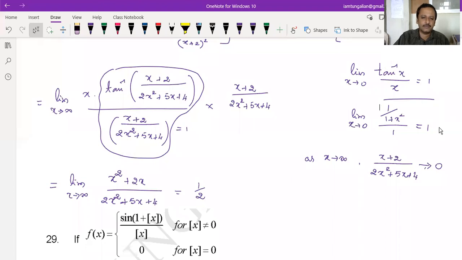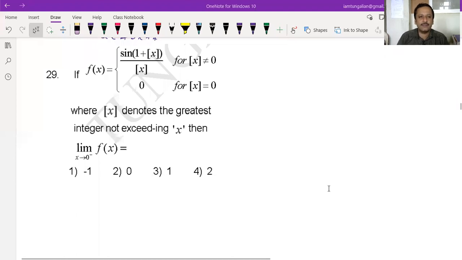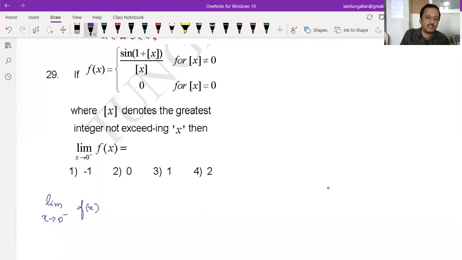Okay. Now let's move forward. 29th question. If f of x is equal to sine of (1 plus [x]) divided by [x] for [x] not equal to 0, and it is 0 for [x] equal to 0, where [x] denotes the greatest integer not exceeding x, then limit x tends to 0 minus f of x is equal to? So we are asked to find only the left hand limit here. Limit x tends to 0 minus f of x, that means x is approaching 0 from the left side. There it is defined as sine of (1 plus [x]) divided by [x].